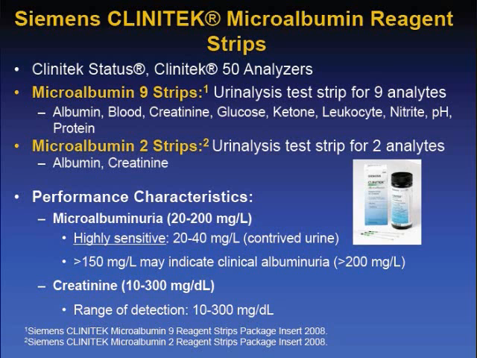The microalbumin 9 and 2 strips are highly sensitive. They can detect microalbuminuria in the range of 20 to 40 milligrams per liter, as shown in contrived urine. More than 150 milligrams per liter may indicate clinical albuminuria in these strips. Normally, a level of more than 200 milligrams per liter is considered clinical albuminuria.